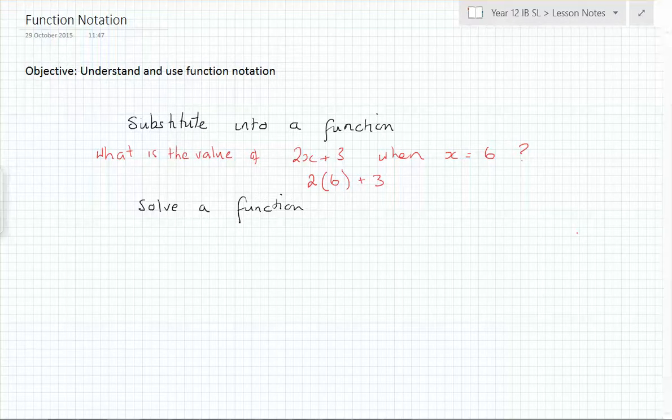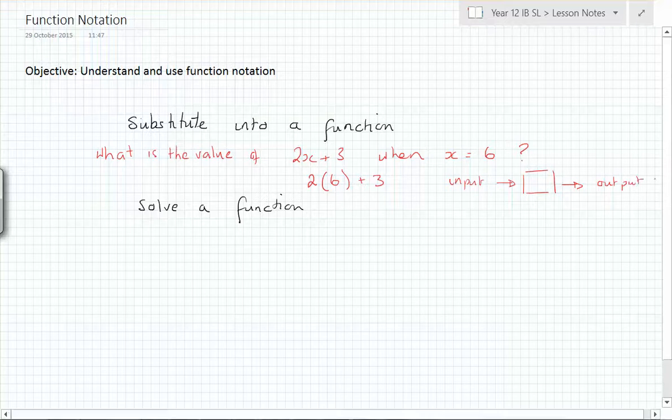Is it always x? Not necessarily, because the x is just the value that it gives for the input. It doesn't necessarily have to be x unknown. It's just a value of the input. So we're talking input into the function. Remember function machines, and that's talking output. So in this case, we've got two operations to this function. When we are substituting in, we're going from input, finding the output.